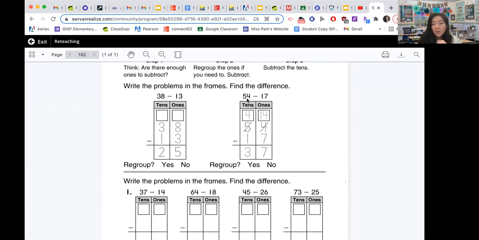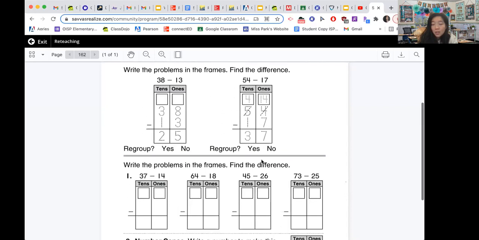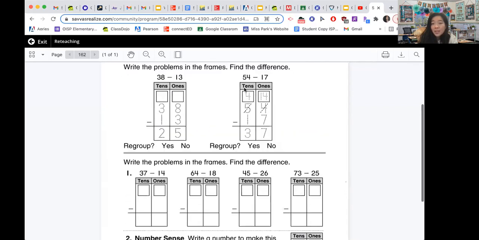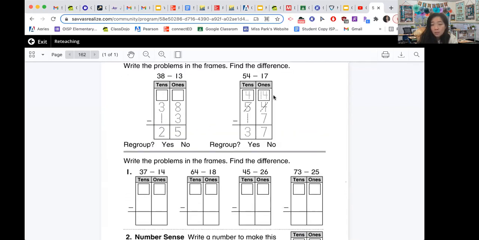54 minus 17. You're subtracting 17 from 54, so 54 goes on top. More on the floor, go next door and get 10 more. 5 becomes a 4 because we take away 1. 4 becomes a 14 because we add 10. 14 minus 7 equals 7. 4 minus 1 equals 3. Did we regroup? Yes, we use those little boxes up here.